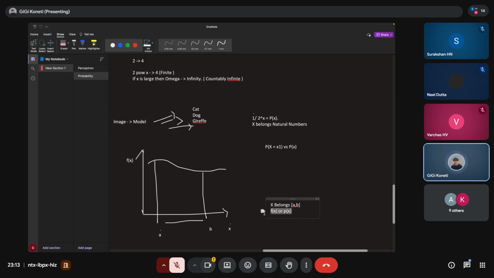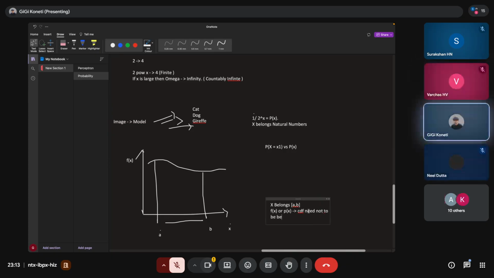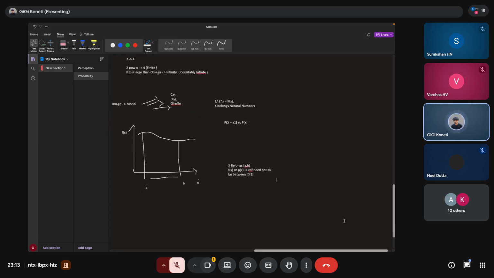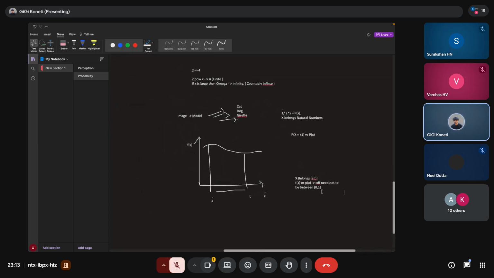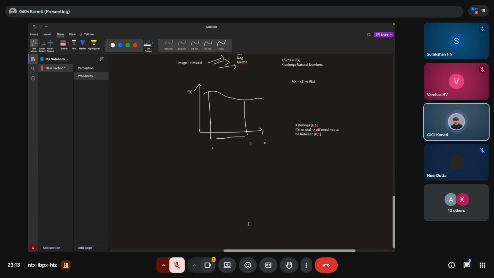So this specific thing will be here. CDF, that is cumulative distribution function. So it need not be between 0 comma y. I hope you understand this specific part. To understand this better, I'll take an example.